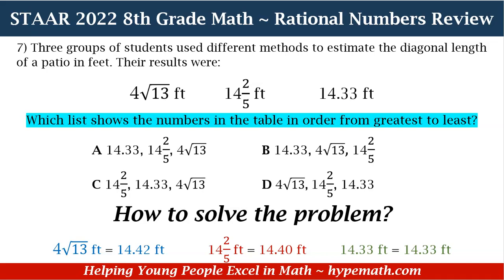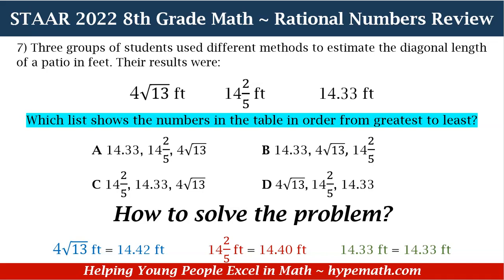And they all have a 4 in the ones place because all of them start with 14. Right? So now let's look at the tenths place. Well, in the tenths place, we see that one number has a 3, that's 14.33. And then 14 and 2/5 has a 4 in the tenths place, which is 14.40. And 4 in the square root of 13 is 14.42. So since we're ordering from greatest to least, we know that 4 is greater than 3.